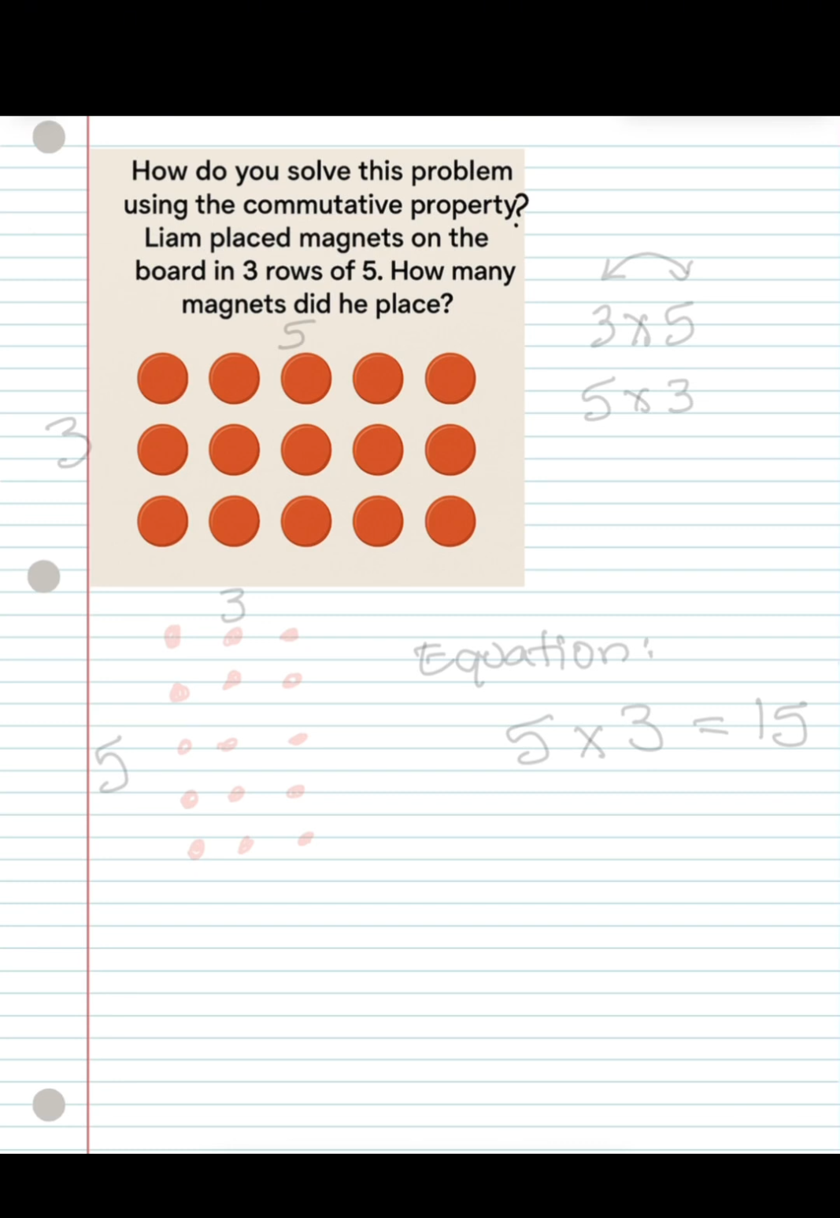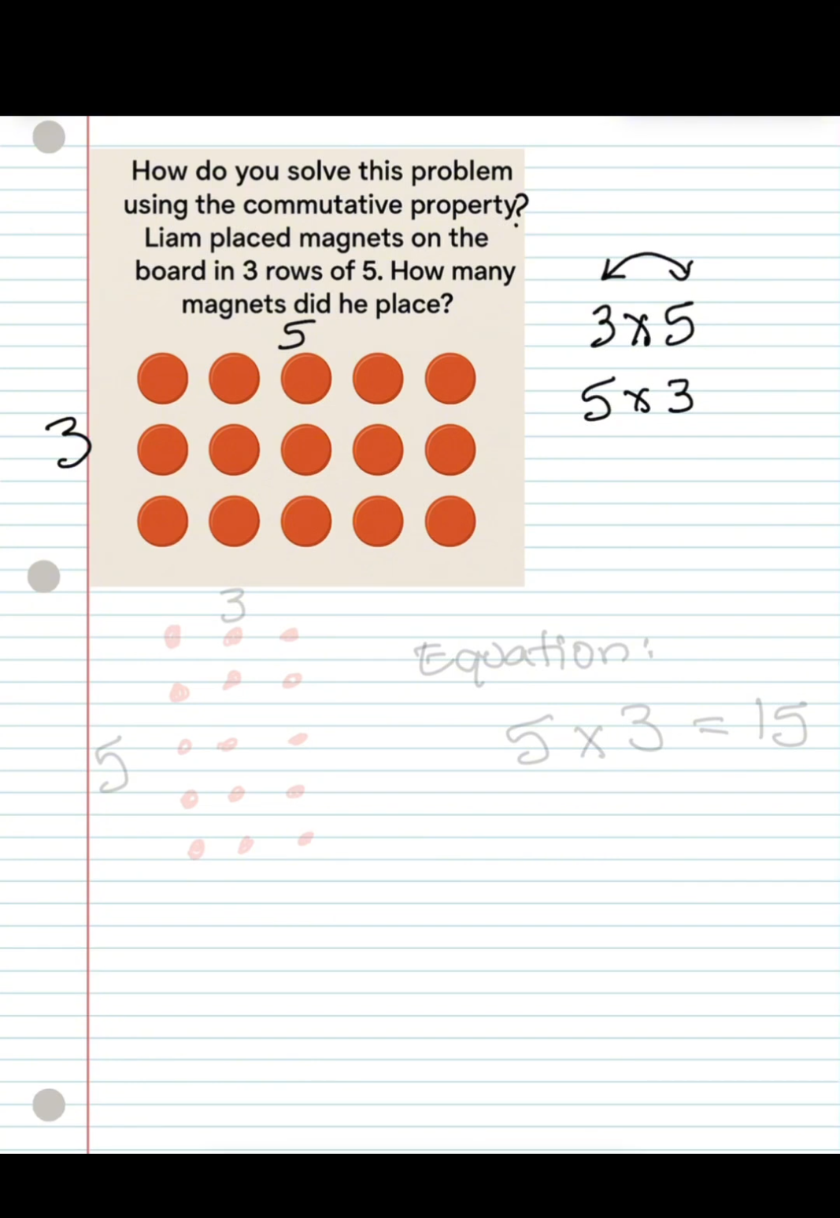So here we have 3 rows, and we have 5 columns. So our equation here would be 3 times 5, right? If we're going to use the commutative property, we want to switch the order of these. So we have 5 by 3.